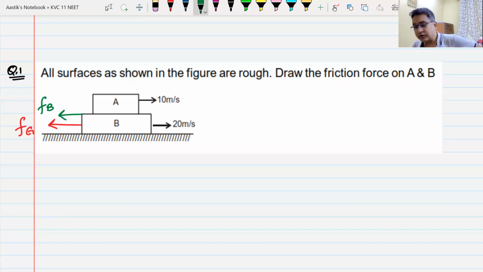Now, since you know that body A is applying frictional force in the backward direction on body B, body B will apply frictional force in the forward direction. You can also find it out from the relative motion. So these are the directions of friction in the two cases. Do we understand this? Okay, great. Note it down, please.